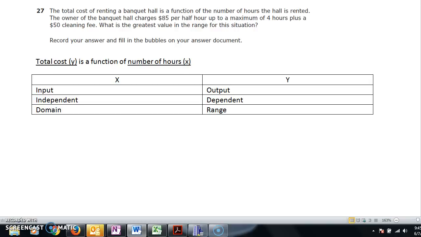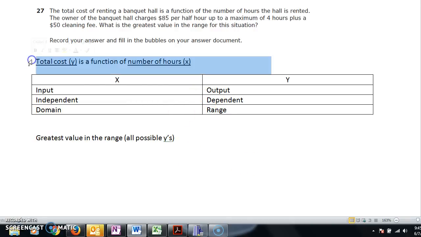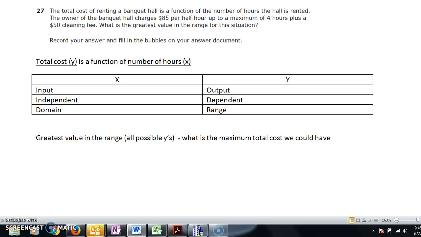So the actual question says, what is the greatest value? First of all, I want to know what the greatest value is, and it says in the range. Whenever we see range, we have to know that that refers to all your Y values, so all possible Y's. In this case, range, meaning Y's, refers to the total cost. So essentially, the question is asking, what is the maximum total cost we could have in this situation? What is the biggest Y value that we could have?